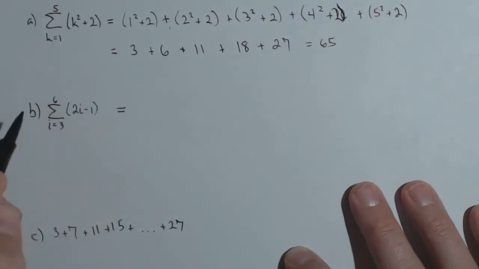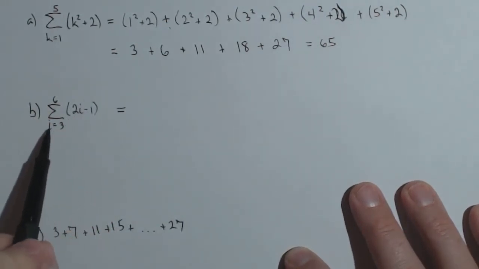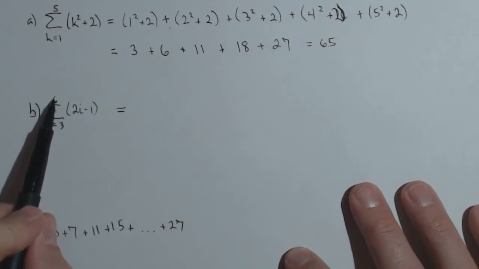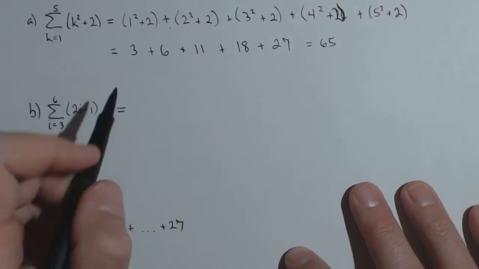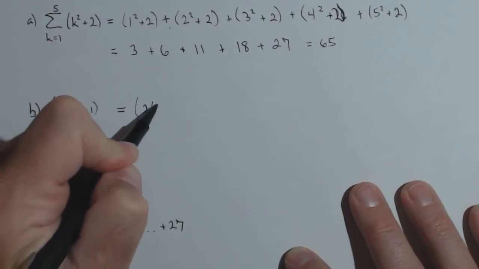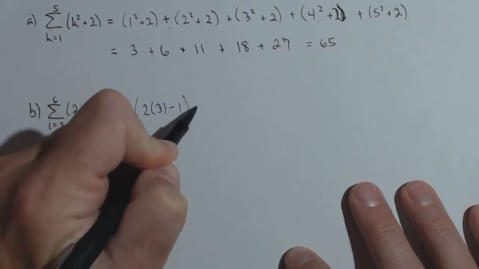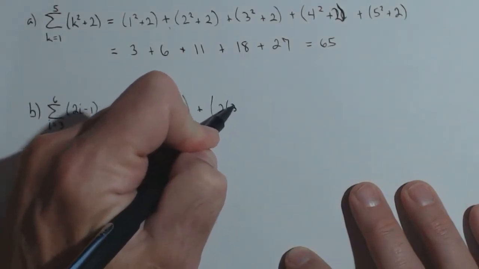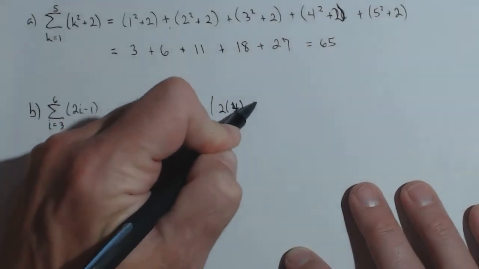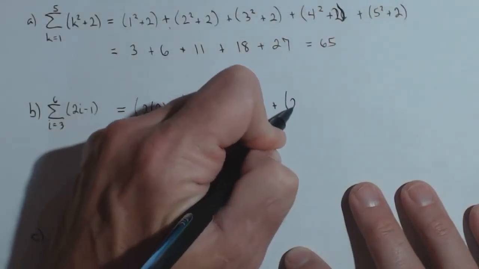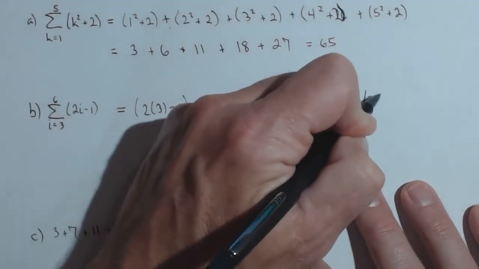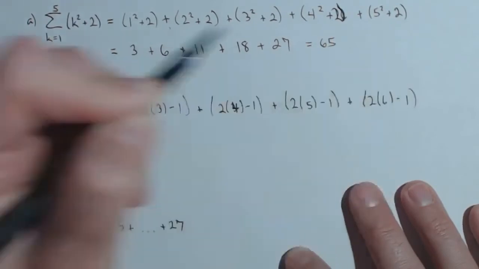Let's do another one for a little more practice. It doesn't matter what letter we use here, as long as these match. This tells us this is what's going in for i. So i is starting at 3 and ending at 6. All right. Now you might think at first that means there's 3 terms. Watch what happens. Our first term is 2 times 3 minus 1. Now that's going to keep going up 1 until we get to 6. 2 times 4 minus 1 plus 2 times 5 minus 1 plus 2 times 6 minus 1.